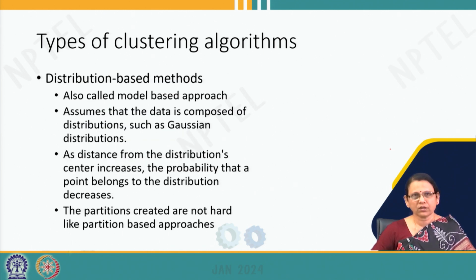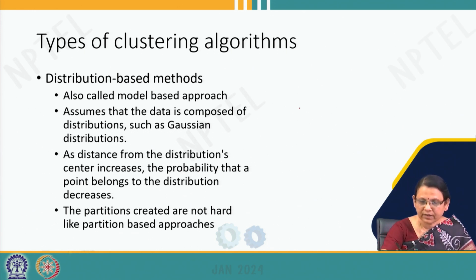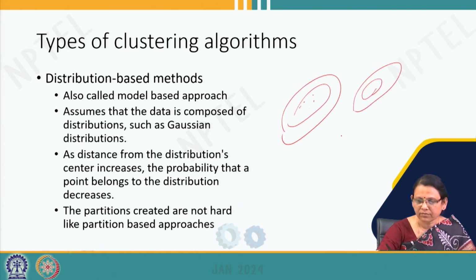Then the next one is your distribution based method. In this distribution based method, which is also called model based approach, we need to know a priori, before clustering, we need to have some idea about the distribution of the data. Typically Gaussian distribution is assumed, and let us say we know the distribution and we have some data points. Let us say these are the data points.